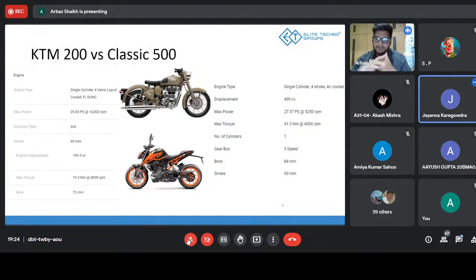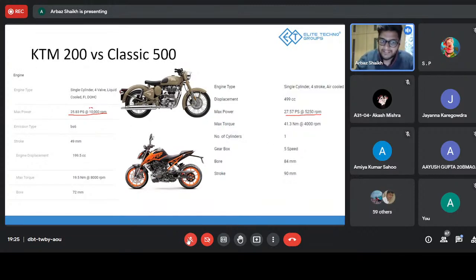Right. So as you can see, we'll first of all discuss the torque and the power of these two vehicles. Okay. So max power for our KTM 200 is 25 PS at 10,000 RPM, whereas for the Bullet, it's 27 PS at 5,250 RPM. Now you'll be saying, sir, whatever you're saying, more power will be in KTM and less power will be in Bullet, but here the Bullet has more power.